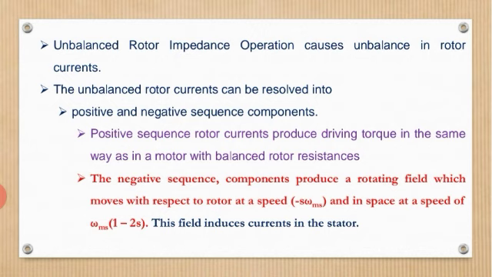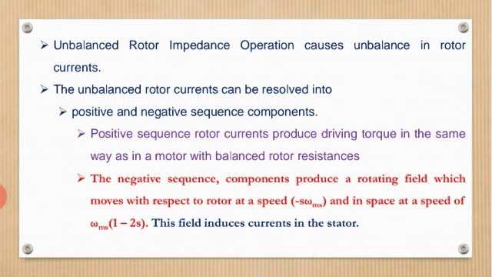Here, unbalanced rotor impedance operation causes unbalance in the rotor currents. I repeat, unbalanced rotor impedance operation causes unbalance in the rotor currents. The unbalanced rotor currents can be resolved into two components: one is called the positive sequence component and the other is the negative sequence component.